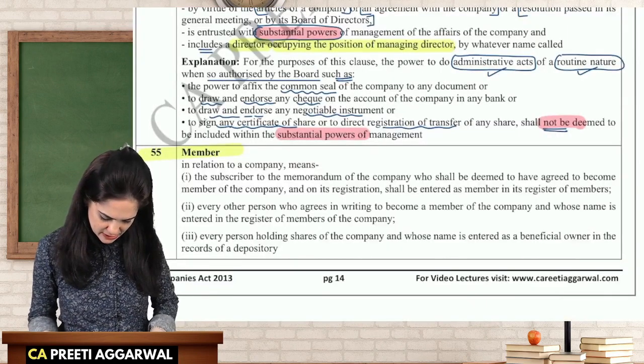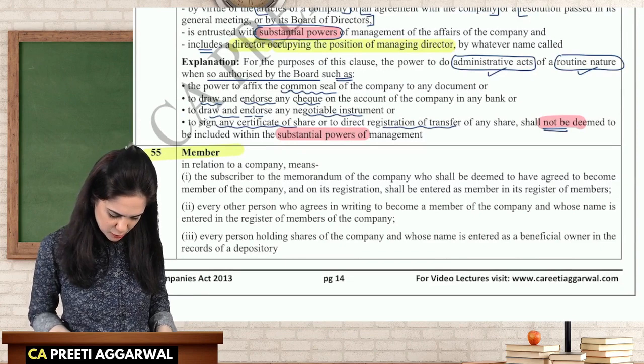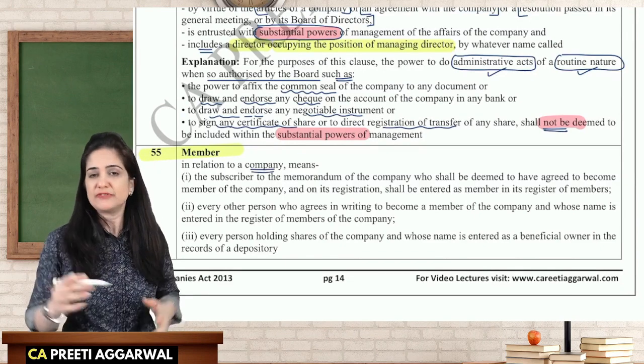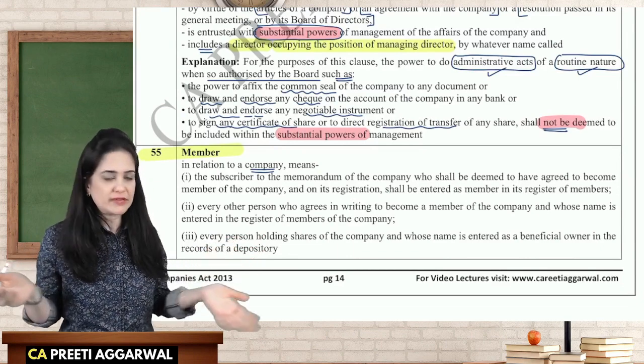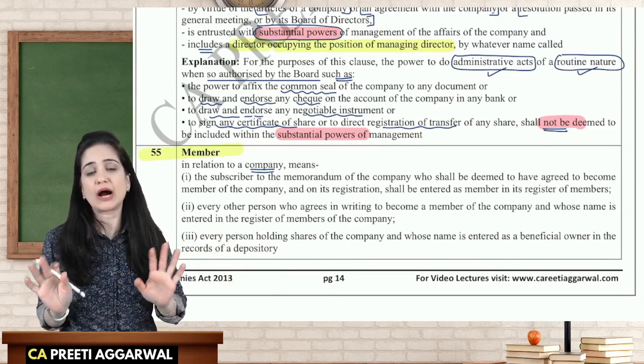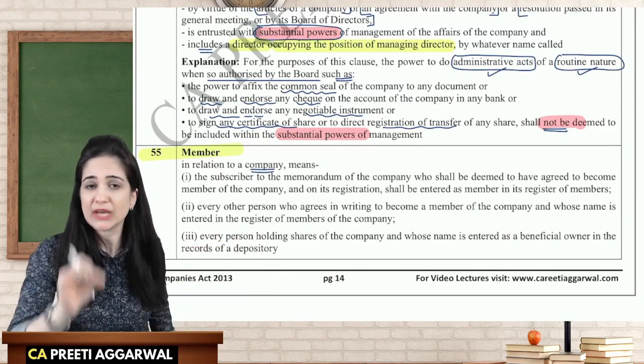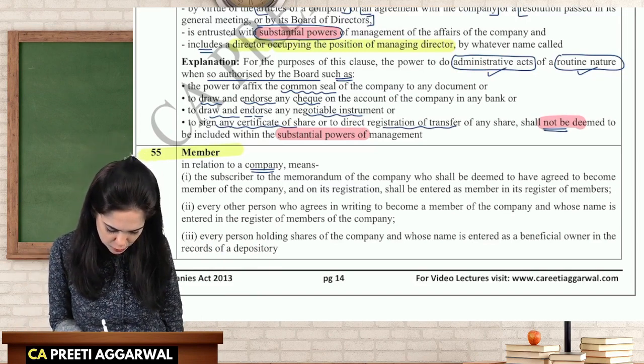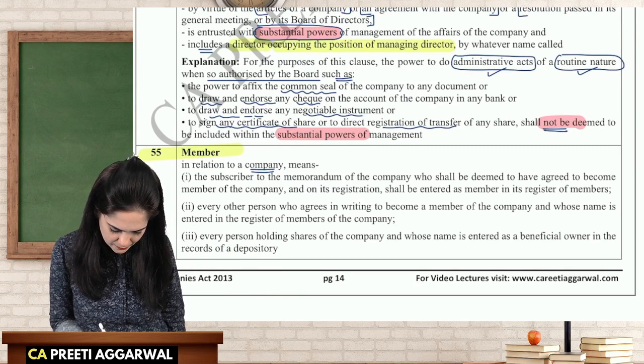So let's read this from the textbook. In relation to a company, very nicely said. We can be a member of a cooperative society. We can be a member of a housing society. I am talking about member of the company. How will you become member of the company? You may subscribe to the memorandum.